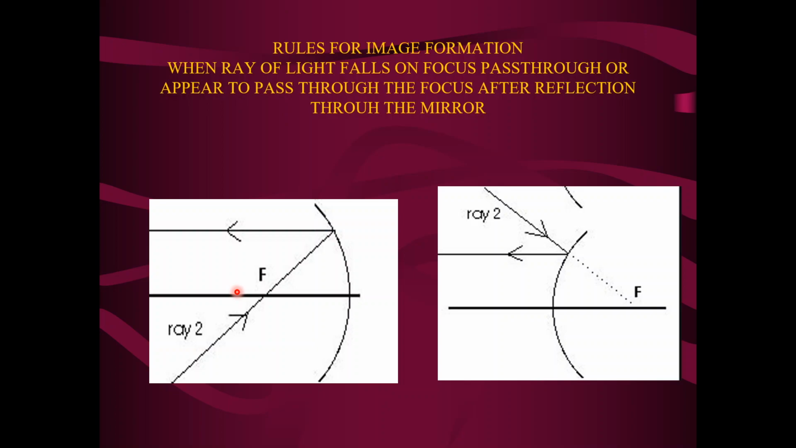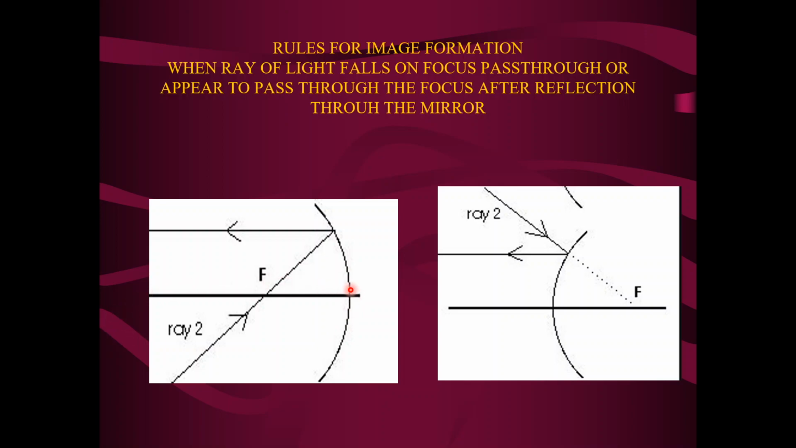First rule: when the light ray passes through the focus, this is the focus of the concave mirror, after reflection from the mirror, it becomes parallel to the principal axis. This is the principal axis. How will you draw? This is using a scale.